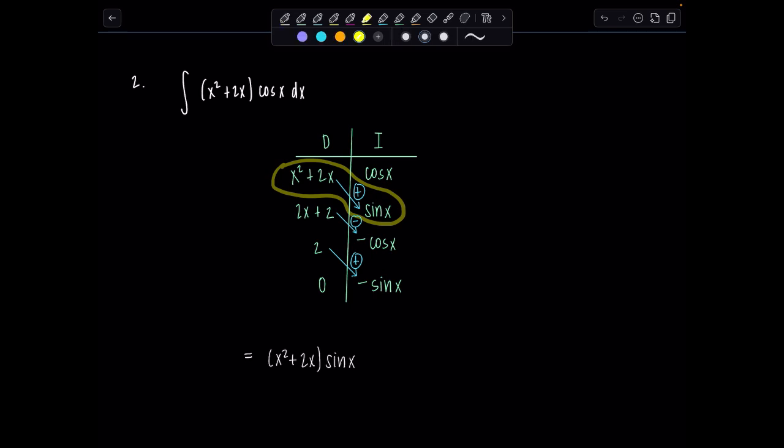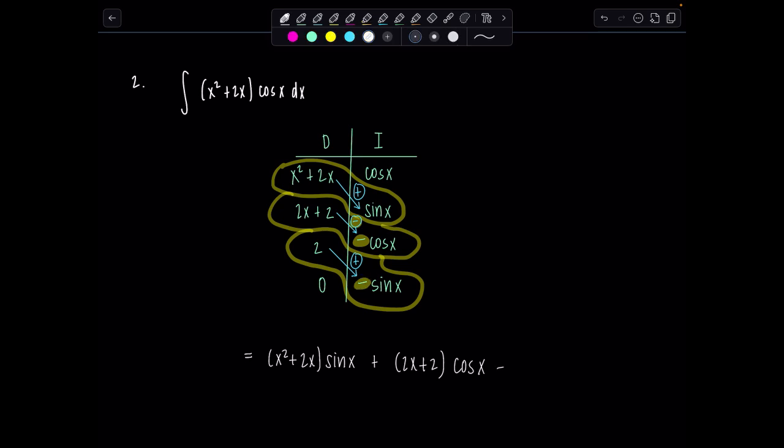Then the next diagonal product, 2x plus 2 times negative cosine x, but there's another negative, so then that's going to be positive 2x plus 2 cosine x. And then last product is 2 times negative sine x, and we don't change the sign, so it's just going to be minus 2 sine x plus c.